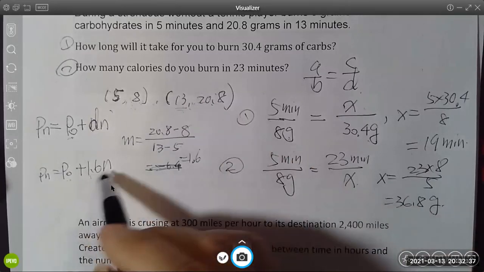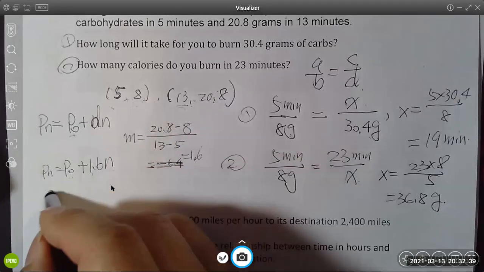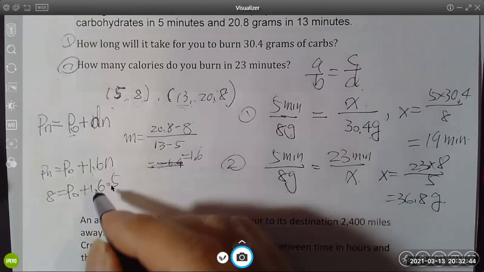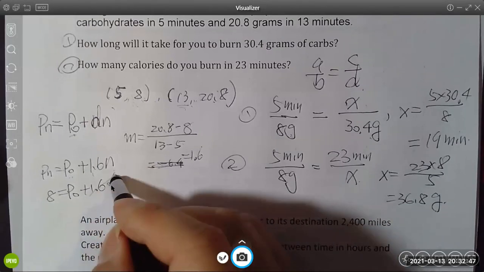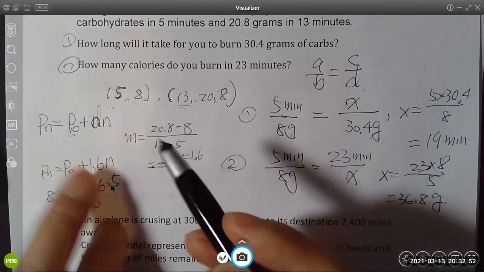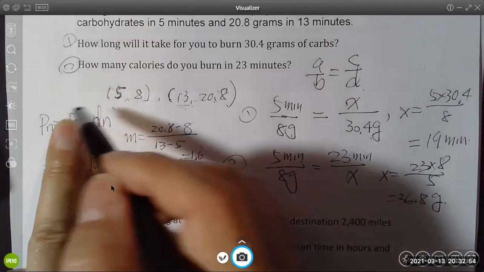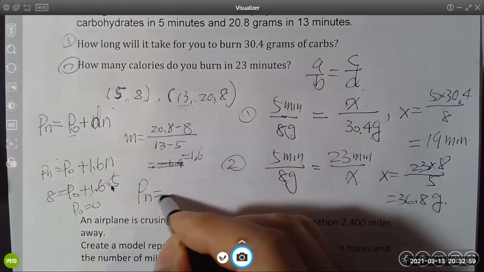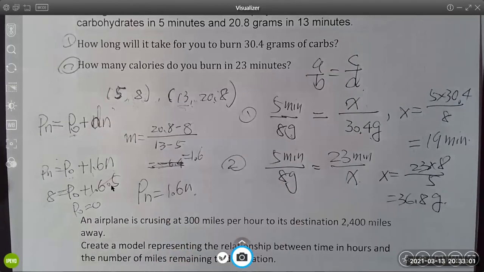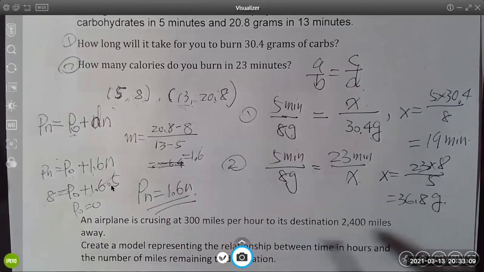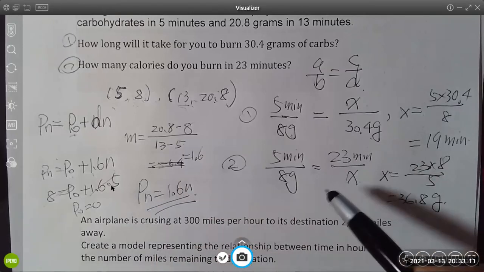This is the line. So output is 8. P0 plus 1.6 times input, which is 5. 5 times 1.6 happens to be 8. So they cancel. P0 equals 0. So if P0 equals 0, this is gone. So your model is Pn equals Dn. D we already calculated is 1.6. So Pn equals 1.6n. Yeah, that's it. That's our model. If they ask you for the model, this is the model. But if they didn't ask us that, that's all we need to do. Okay, next one.